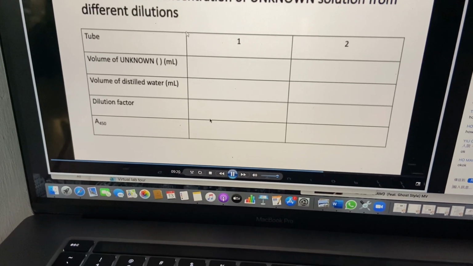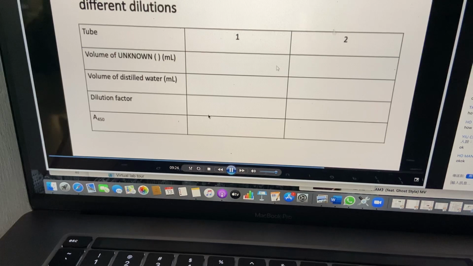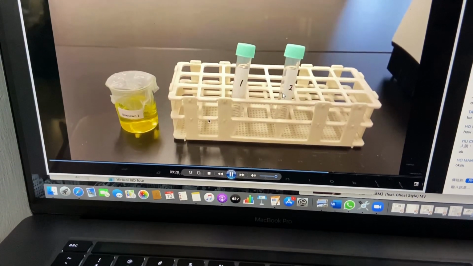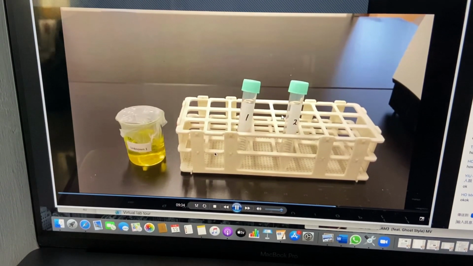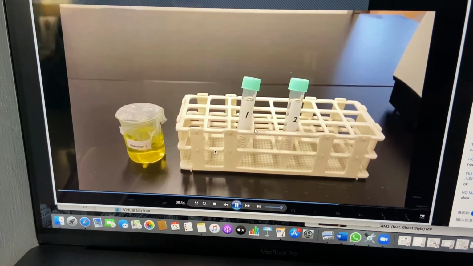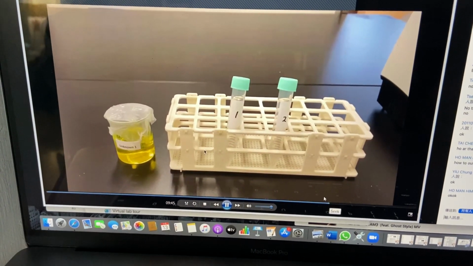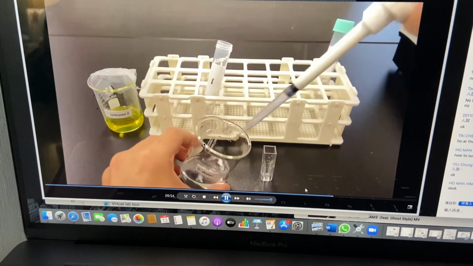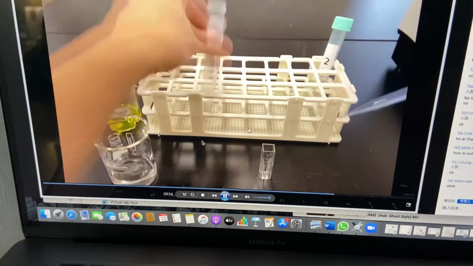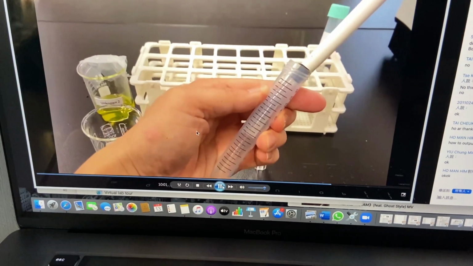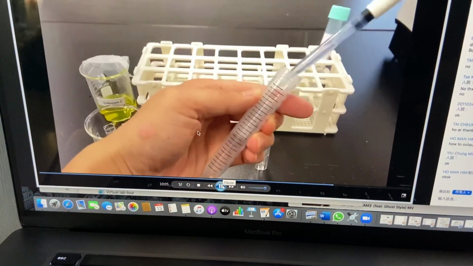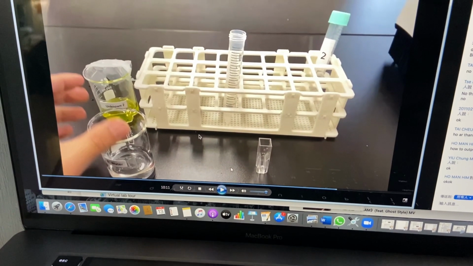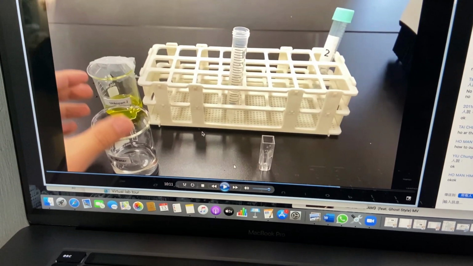Right, so I will prepare two dilutions, tube 1 and tube 2. So watch carefully how much of the unknown solution and how much water there is, okay? So firstly, the tube 1. Okay, watch it carefully, okay? How much? 2. Okay, so water is 2 ml, okay?